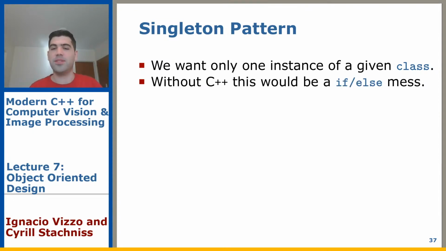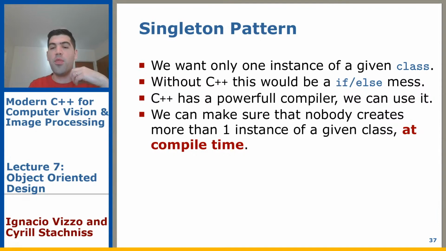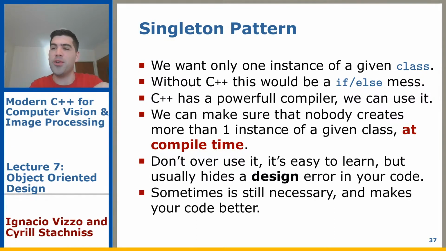Without C++, this would be an if-else, right? You would see, okay, if objects are created, then don't do it. It would be a mess, right? But we have the compiler, and we can use it in our favor. We can make sure that nobody creates more than one instance of a given class at compile time, right? And do not overuse it. It's easy to learn, but usually hides a design error in your code. Sometimes this is still necessary and makes your code better, but just be careful.